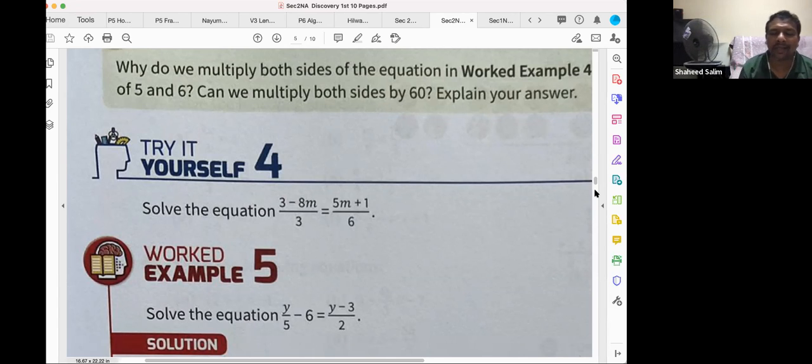Remember, the answer is an integer, a whole number, negative, positive, or even zero. But it's not zero.